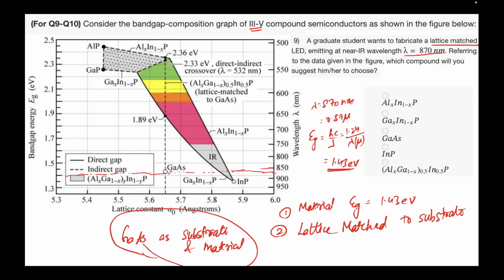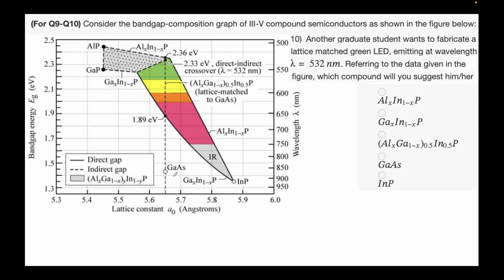Right? The other thing you can say is, okay, I'll choose this material. But what substrate will you choose? Which substrate will you use to grow this gallium indium phosphide alloy, or, let's say, this aluminium indium phosphide alloy? If you choose indium phosphide as the substrate, then you do not have a lattice match condition. See that? Or if you choose gallium arsenide, there's a lot of mismatch. So the best option that we have is to choose gallium arsenide as the substrate and the material for the epitaxial growth itself.